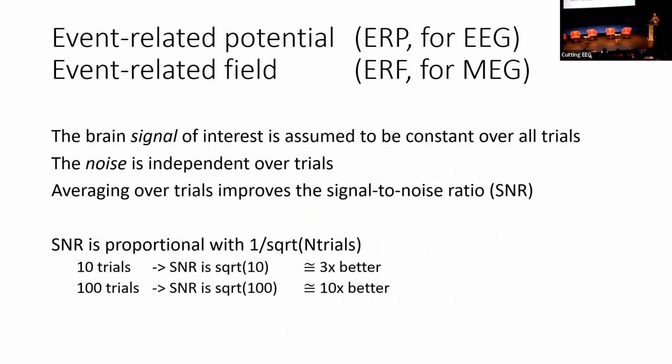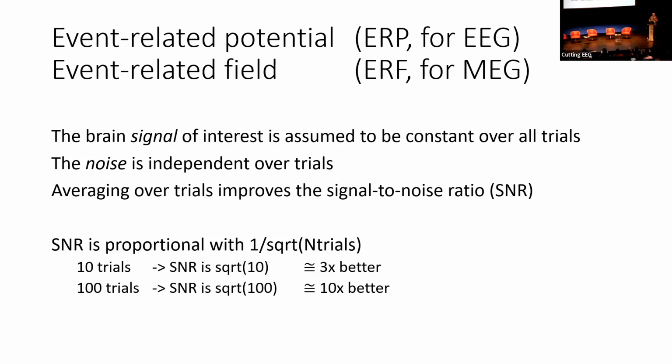So the brain signal is assumed to be constant over trials, the noise is independent over trials, and averaging over trials improves the signal-to-noise ratio without actually changing the amplitude of the event-related potential. Like the event-related potential is assumed to be there every trial. Averaging is not going to make that larger or smaller, but it's the noise that's getting smaller. So the signal stays the same, the noise gets smaller.